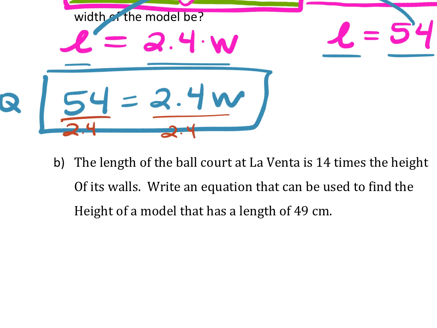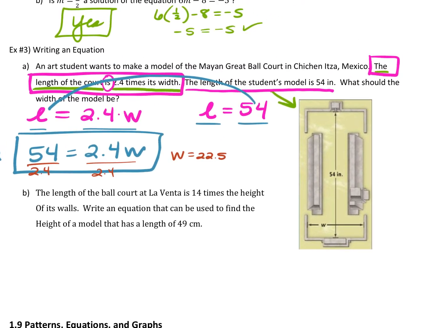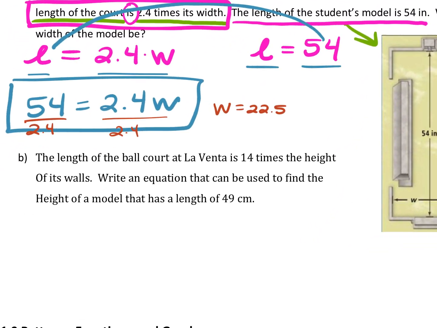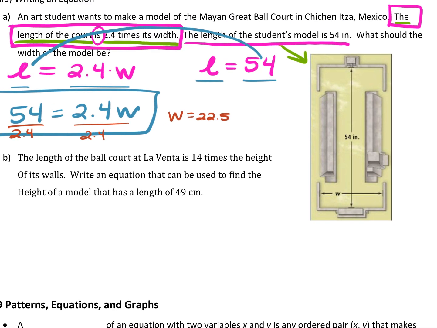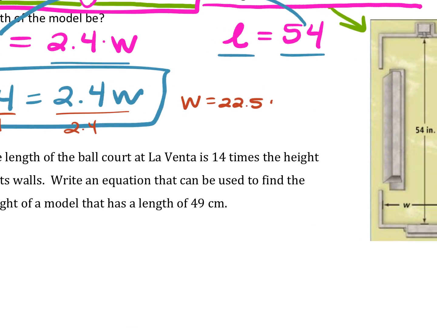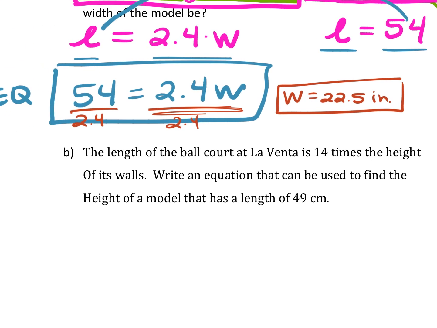So you have your equation, the blue. If you divided it, you just do that in your calculator, 54 divided by 2.4, it would be W equals 22.5, okay? So what should the width of the model be? It should be 22.5 inches. Good job. Word problems, make sure you label it. Okay. But honestly, right now, you guys, I'm more concerned that you can set it up. Give me that blue.